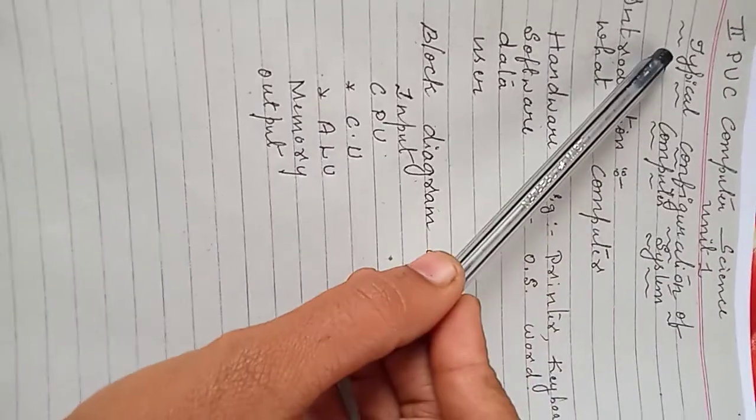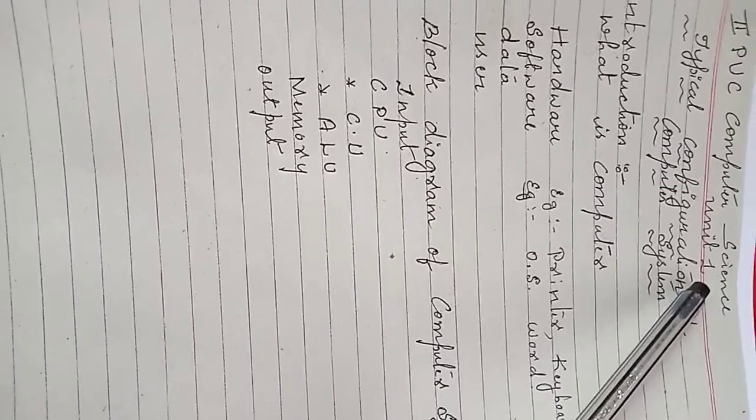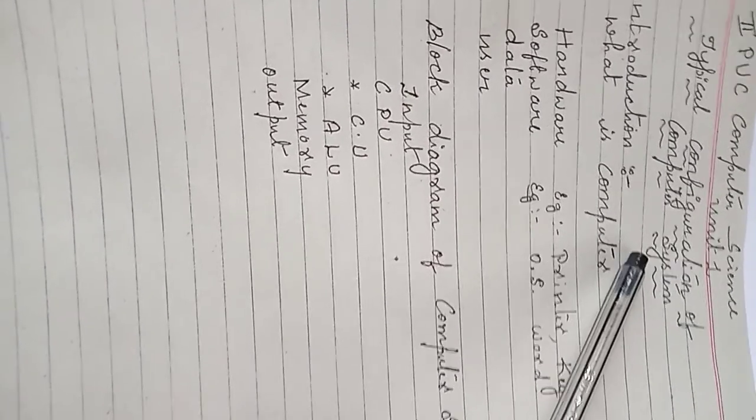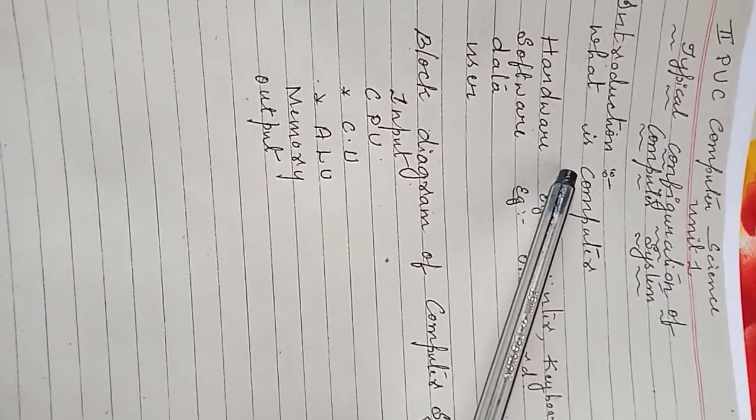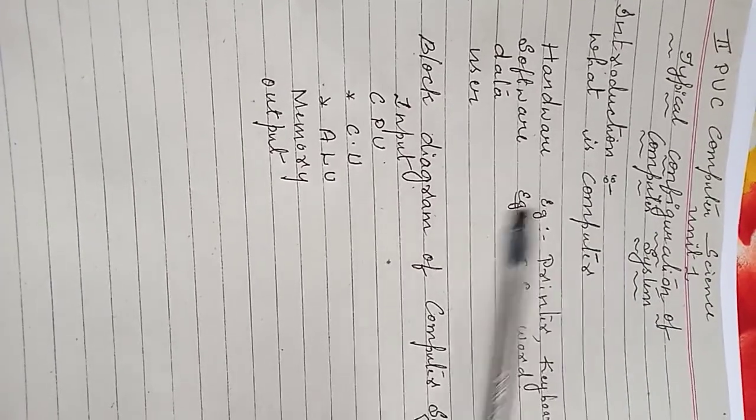Okay, let us see. This is the second PU computer science. In the first unit, we have the first lesson, that is typical configuration of computer system. I'm just giving the introduction. Today I'm giving the introduction and what is hardware, software, data, user, and also a block diagram of a computer system. Okay, let us see, what is first in the introduction?